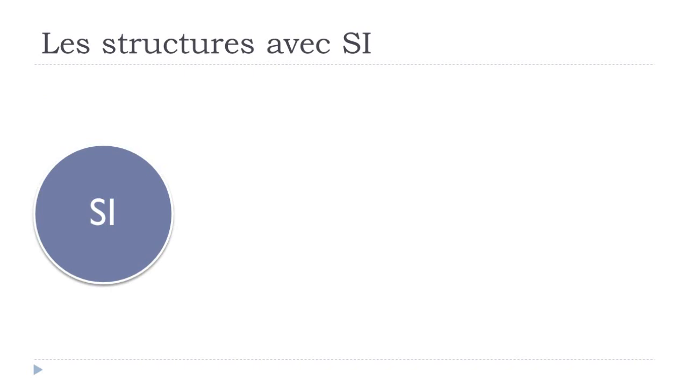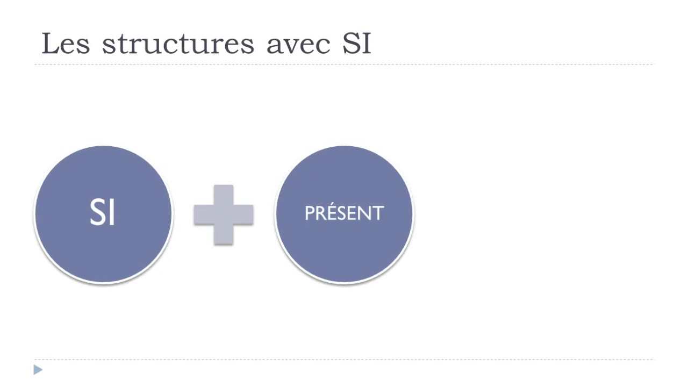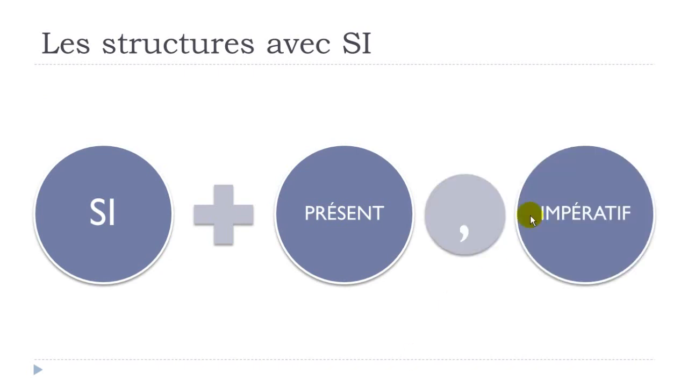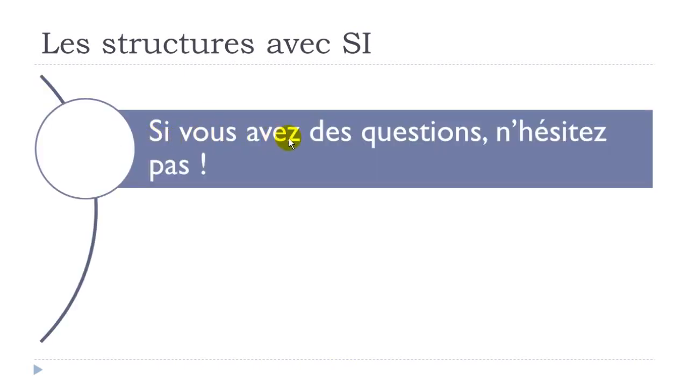We've got a second possibility if we want to express this idea, and it's si plus le présent followed by l'impératif. Let's have a look now. The first one. Si vous avez des questions, n'hésitez pas. Okay, and it's quite common to use this structure. So, si vous avez des questions, so avoir is to have. If you have des questions, some questions, n'hésitez pas, don't hesitate, okay? And you can see that in that structure, well, we've got si, and then we've got the present form, and it's followed by l'impératif, okay?